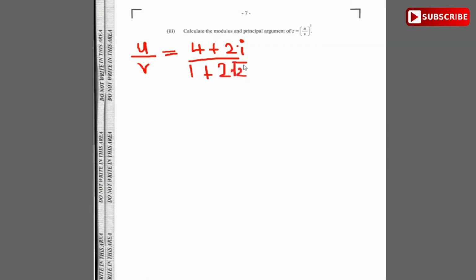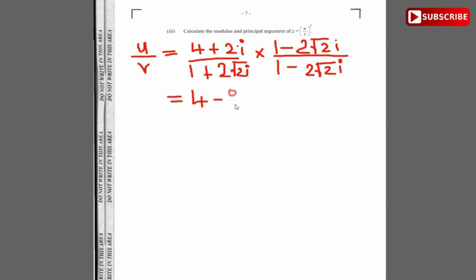So we're going to multiply by the conjugate of the denominator, which is 1 minus 2 root 2i. And so we're multiplying the denominator also by 1 minus 2 root 2i, and that will give us u over v. So let's work it out now. Multiplying them across, 4 times 1 is 4. 4 times minus 2 root 2i is minus 8 root 2i. Then we have 2i times 1 is 2i.